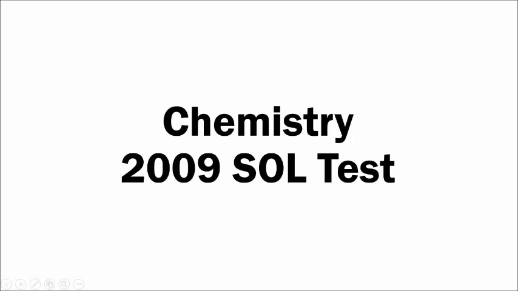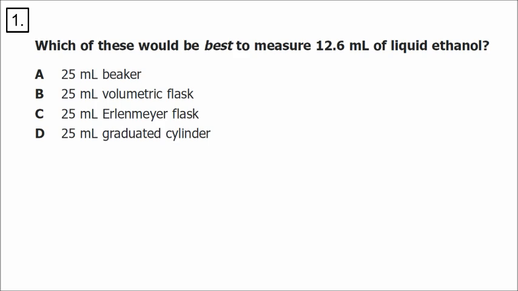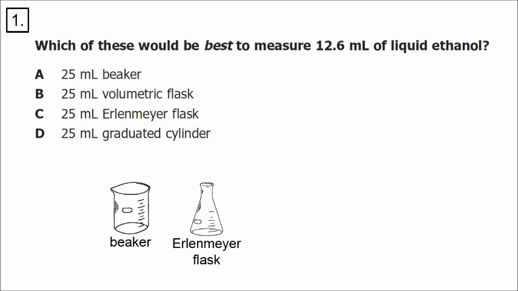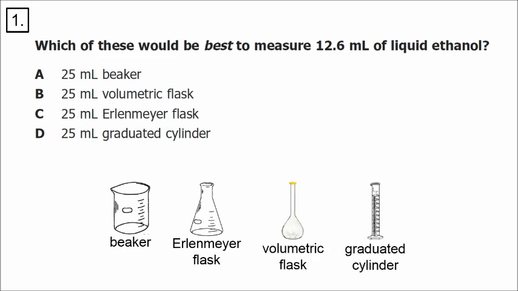These are the answers to the Chemistry 2009 SOL test. Number 1, which of these would be best to measure 12.6 milliliters of liquid ethanol? So we have the choices of a beaker, an Erlenmeyer flask, a volumetric flask, and a graduated cylinder.